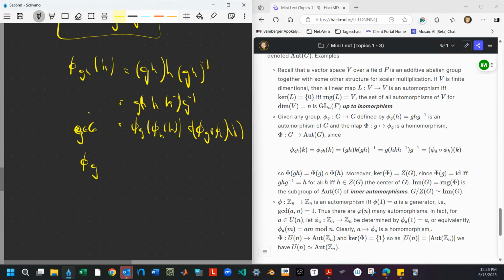Sorry, for every little g in G, I map it over here to... sorry, that's not what I want to say. Whoops. Come on. Eraser, please. Okay. I'm mapping g to phi of g.